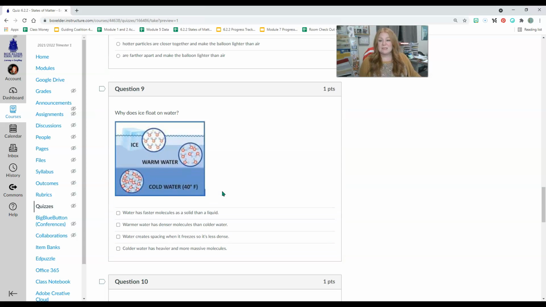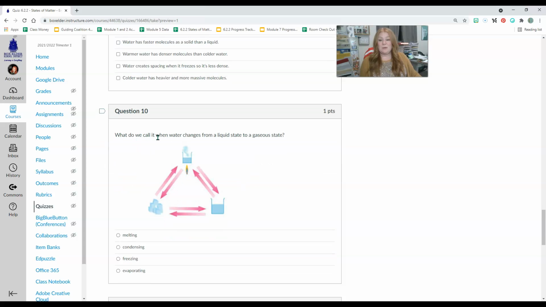Number 9 asks, why does ice float on water? So you can see here what happens. Water has faster molecules as a solid than a liquid. Warmer water has denser molecules than colder water. Water creates spacing when it freezes, so it's less dense. Colder water has heavier and more massive molecules. So go ahead and tell me why ice floats on water. What happens to make that happen?